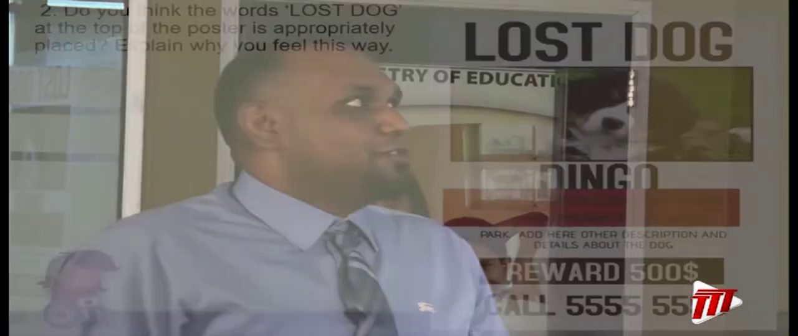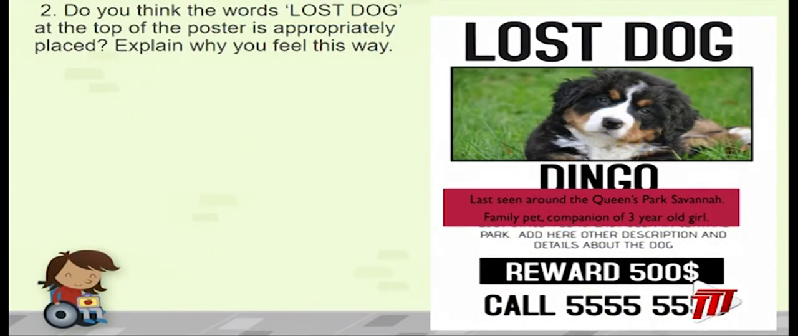Let's consider question 2. Do you think the words lost dog at the top of the poster is appropriately placed? Explain why you feel this way. In your lessons on media and information literacy, your teacher would have taught you that different techniques are used in creating graphic text. Some of them include placing words in larger bold print so that they stand out or create a visual impact that easily catches the reader's eye.